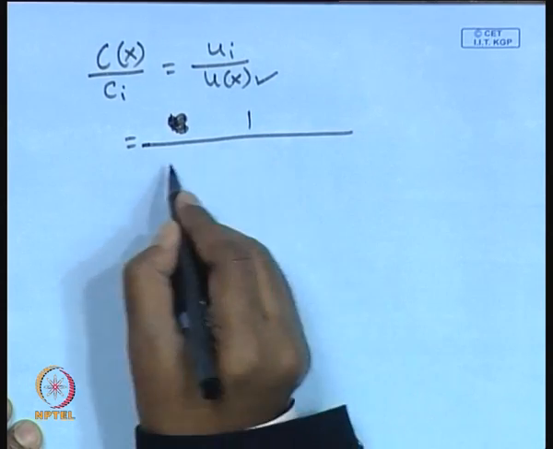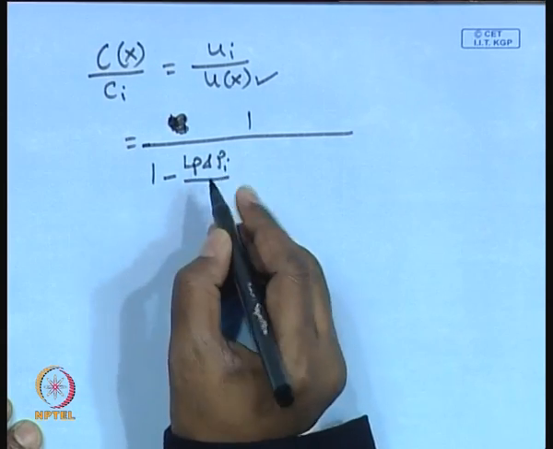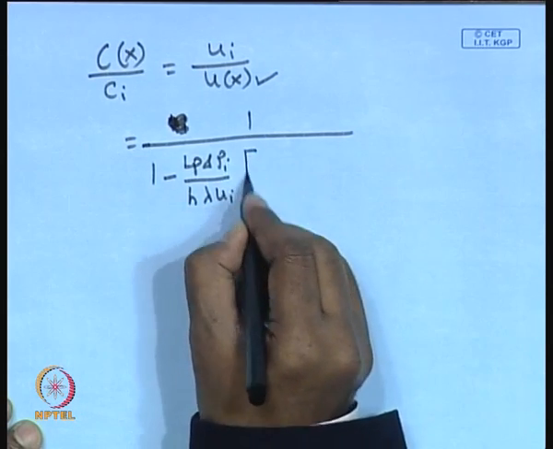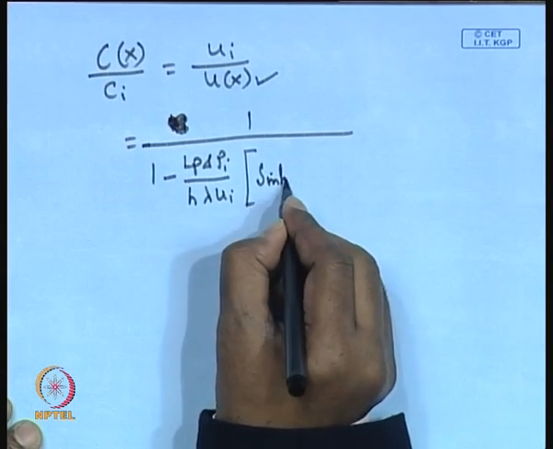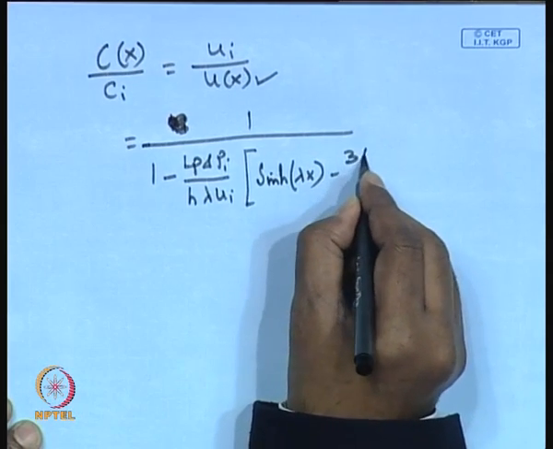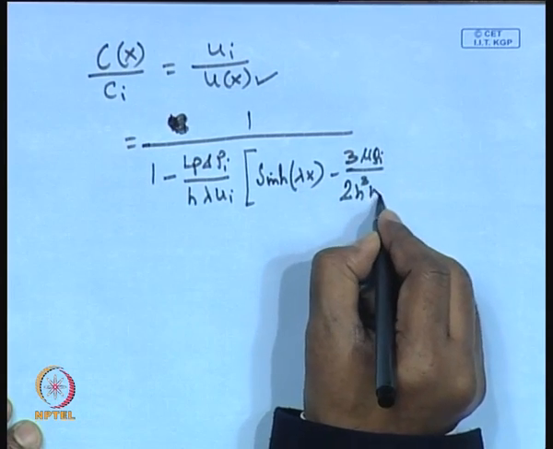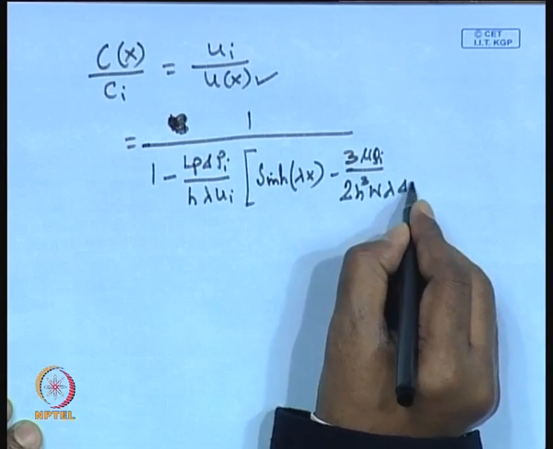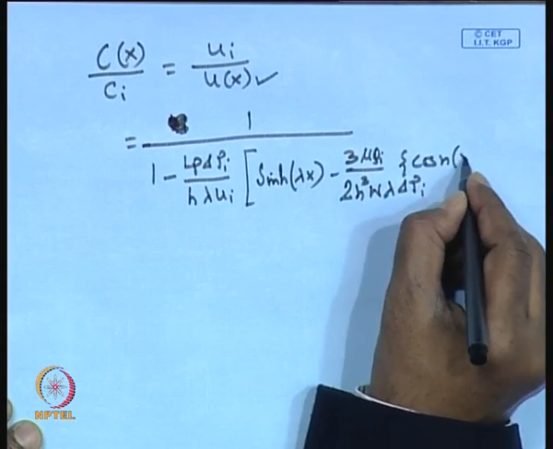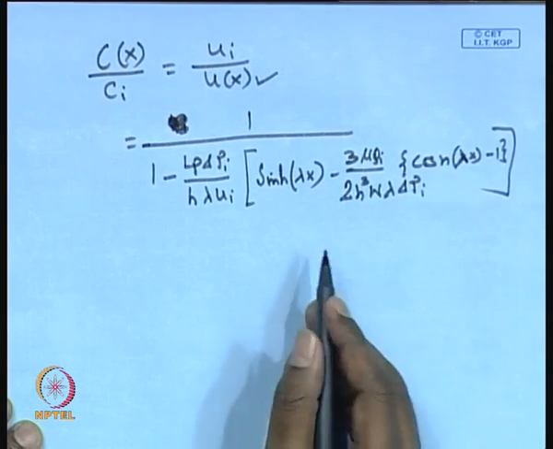So, it becomes 1 divided by [1 minus (L_p delta p_in divided by H lambda U_in) sinh(lambda x) minus (3 mu Q_in divided by 2 H cube W lambda delta p_in) (cosh(lambda x) minus 1)].